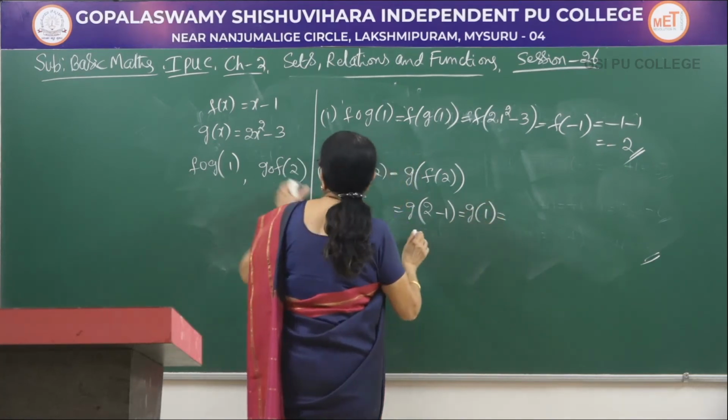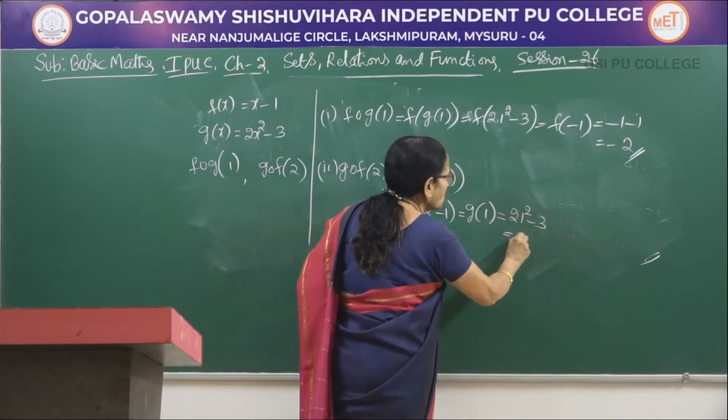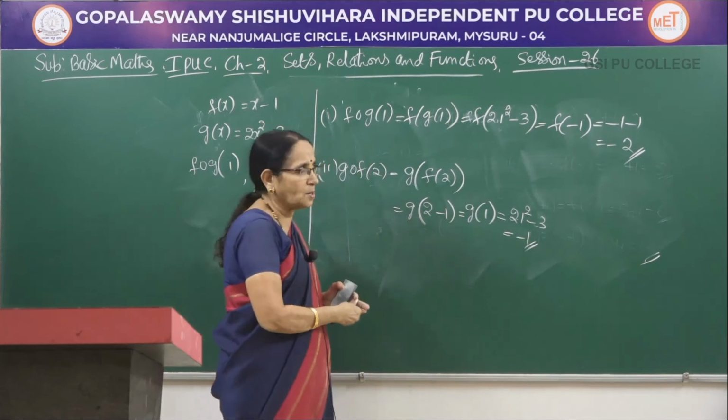So, g of 1. Go to the second one. It is 2 into 1 square minus 3. Hence, it is equal to minus 1.